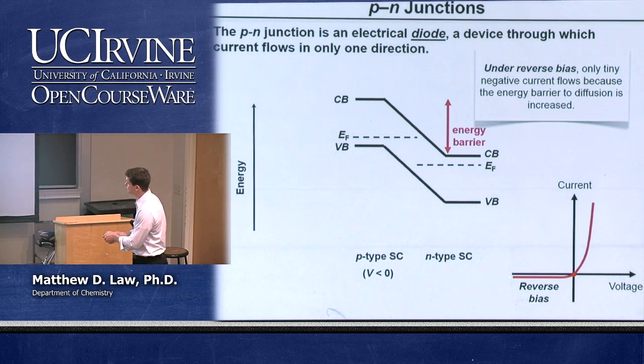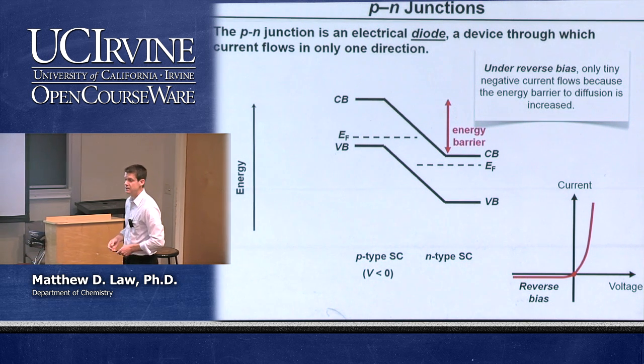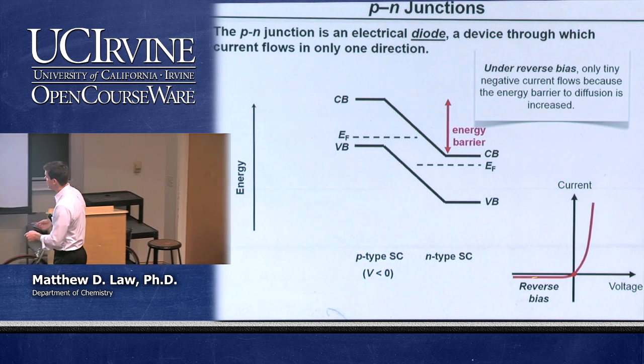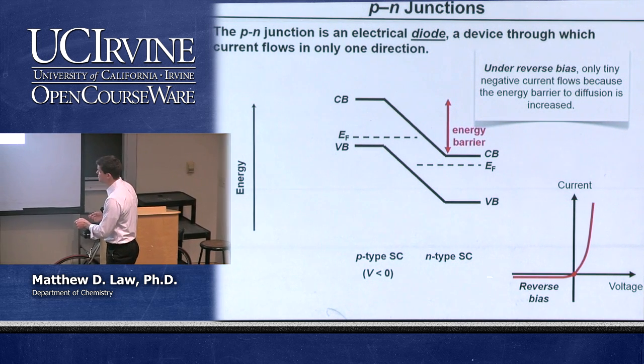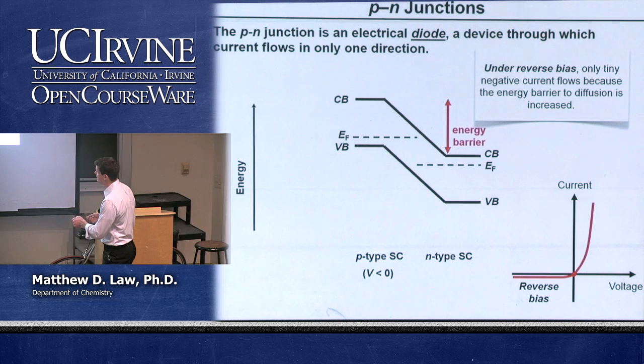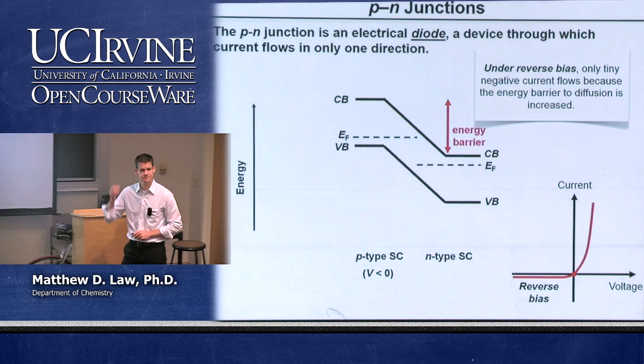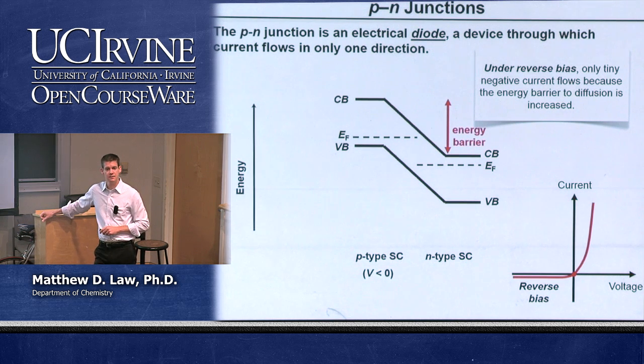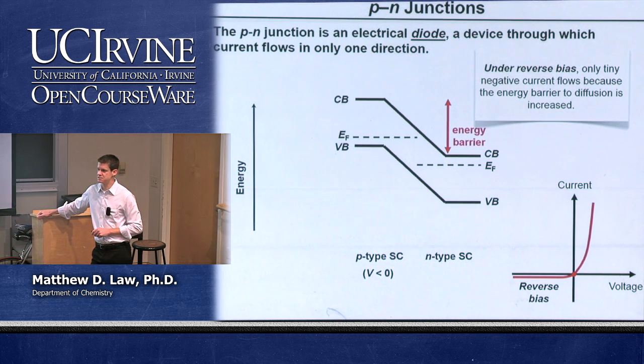And so when you go into reverse bias, you find that you have a very, very small negative current that's just from the drift component. But we have, in an ideal diode, essentially 0 current in this direction and an exponential current in the opposite direction. And it's because of this barrier that exists, this asymmetric barrier that exists in the device.